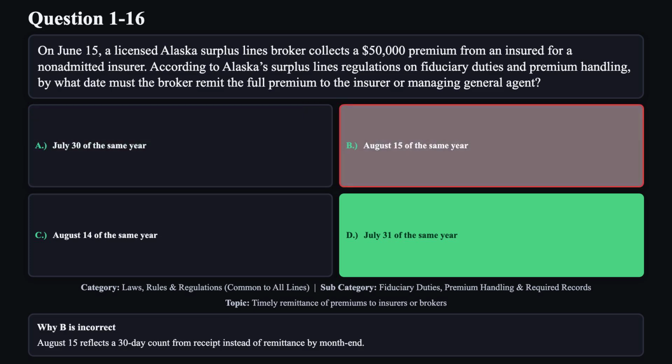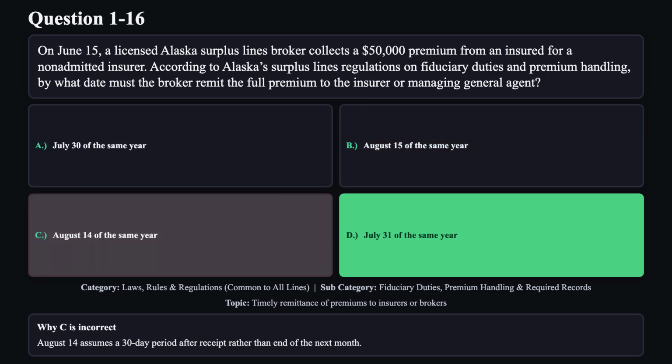Reason B is not correct. August 15th reflects a 30-day count from receipt instead of remittance by month end. Reason C is not correct. August 14th assumes a 30-day period after receipt rather than end of the next month.